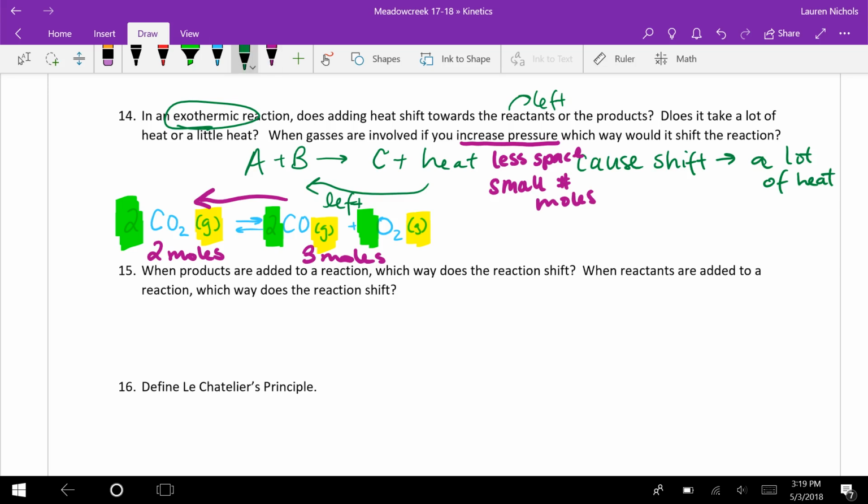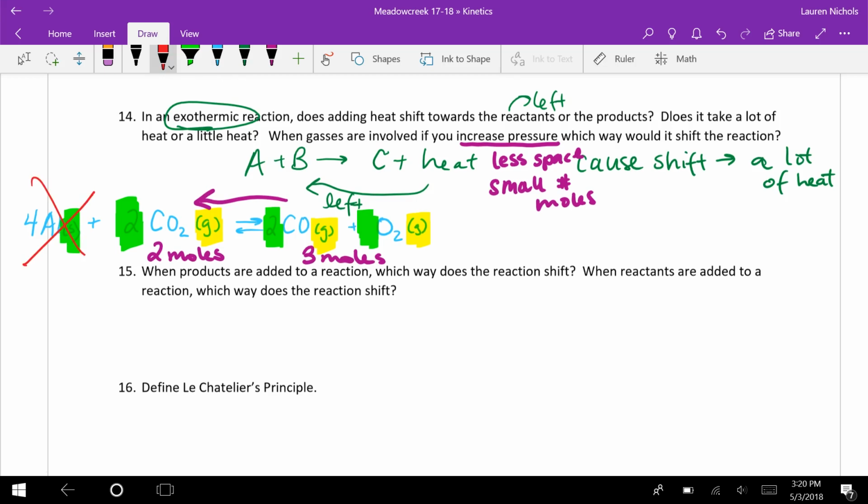If I had in this reaction plus 4 aluminum solid for some reason, because this is a solid, it doesn't factor in to how it will shift based on pressure. Pressure only affects gases. Now, number 15, when products are added to a reaction, which way does the reaction shift? When reactants are added to a reaction, which way does the reaction shift? That question has already been answered, so I'm not going to go over that.